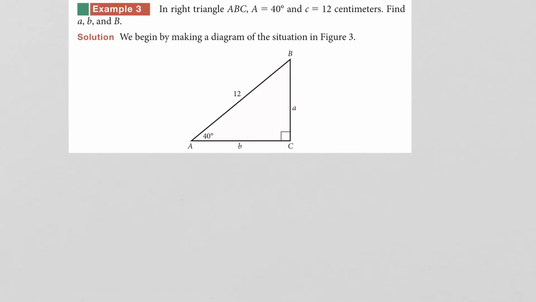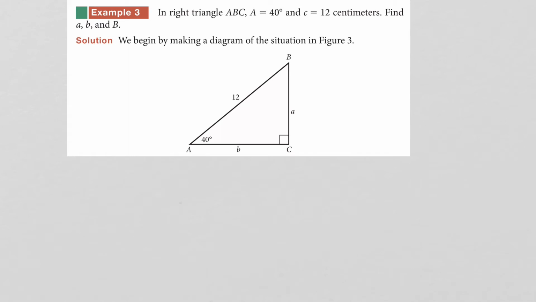Now to solve this triangle, I'll do the easiest thing first, which is to find the missing angle. In this case, the missing angle is angle B, and we know that angle B is complementary with angle A. And so that means that B should be 90 degrees minus 40 degrees, which is 50 degrees.